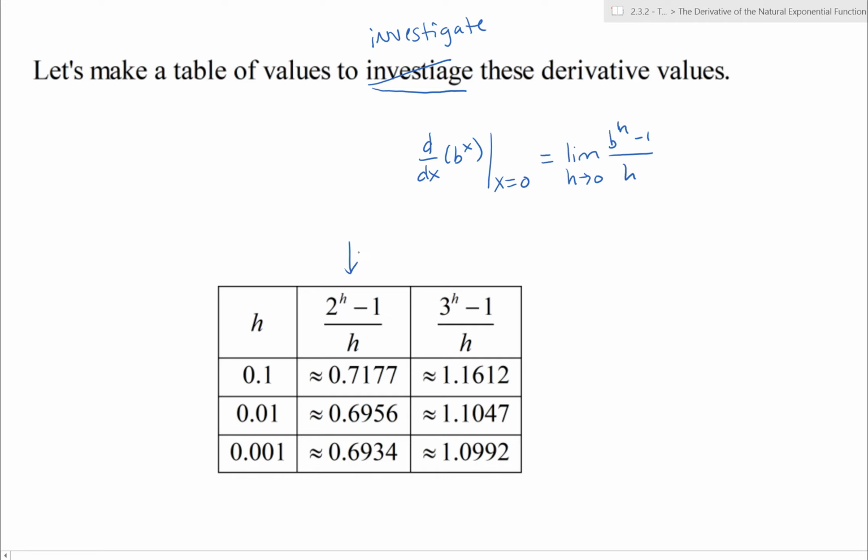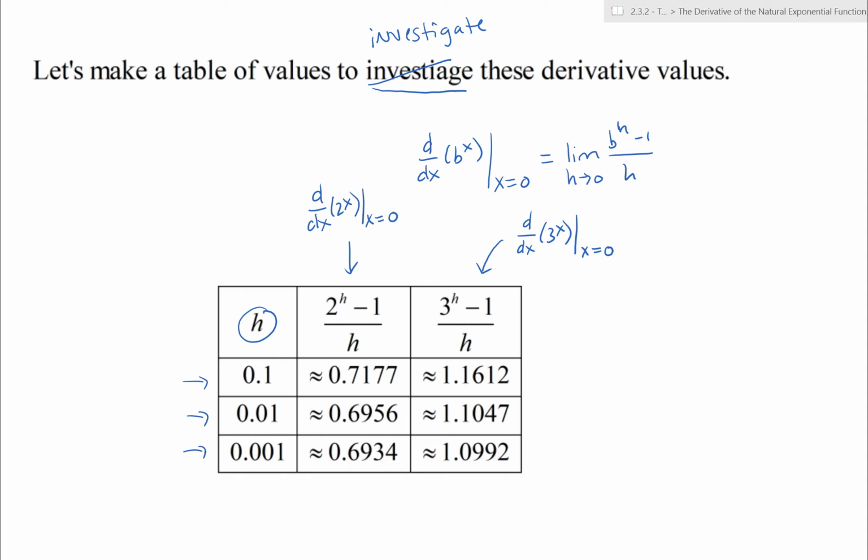This one right here, that column is showing the derivative with respect to x of 2 to the x at x is 0. And then this right here is showing the derivative with respect to x of 3 to the x at x is 0. And how is that being shown? Well, I'm just looking at the quotient within my limit, and then I'm letting h values get tinier and tinier and tinier closer to 0. So this can be verified just by plugging in these various values of h.